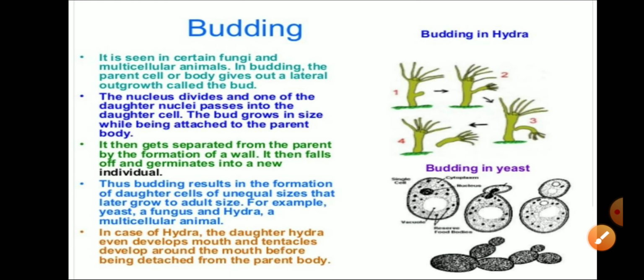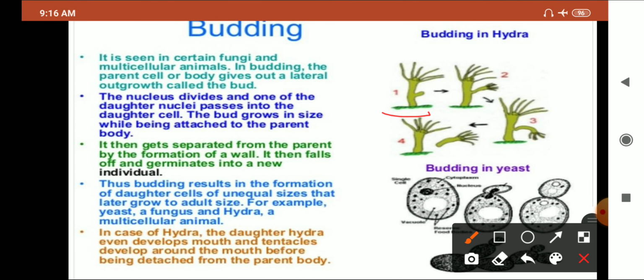After binary fission, multiple fission, and spore formation, we have a process named budding. Budding means when a small projection or bud, or we can say a lateral outgrowth, develops on the body of the parent hydra. As you are able to see, this is the parent hydra. It develops a bud. This bud, when it matures, detaches from the parent body and develops into a new hydra. So it is seen in fungi and multicellular organisms.